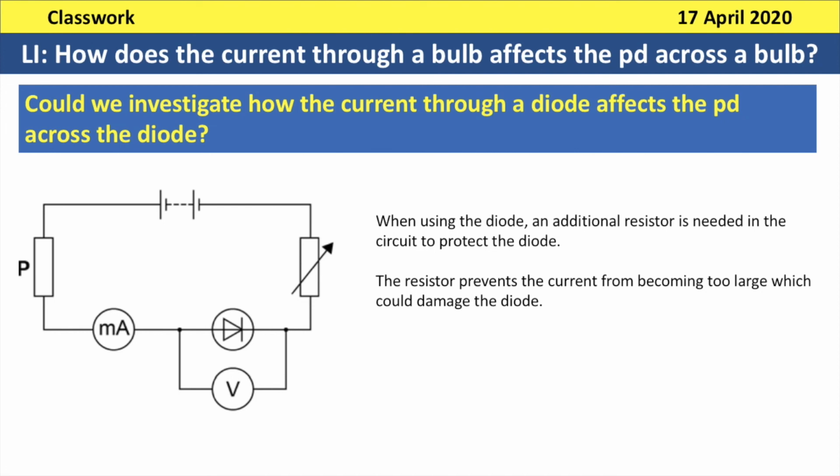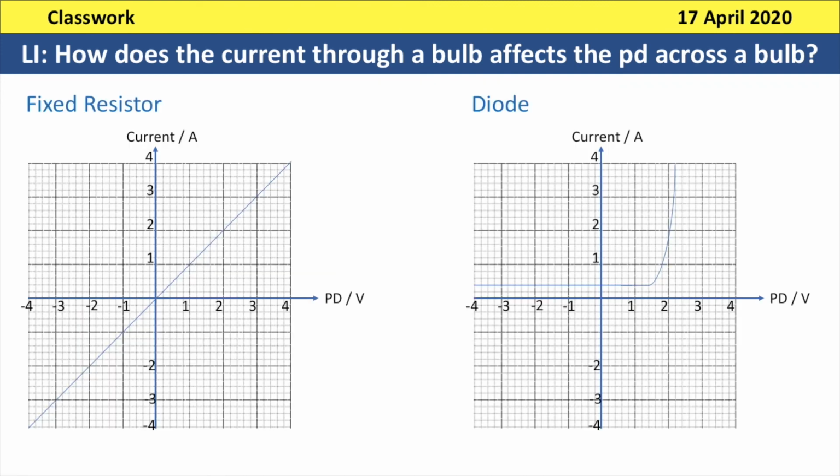We're also using a milliammeter in this situation as well, because the current values we would expect to be much smaller than for the bulb and for the fixed resistor.